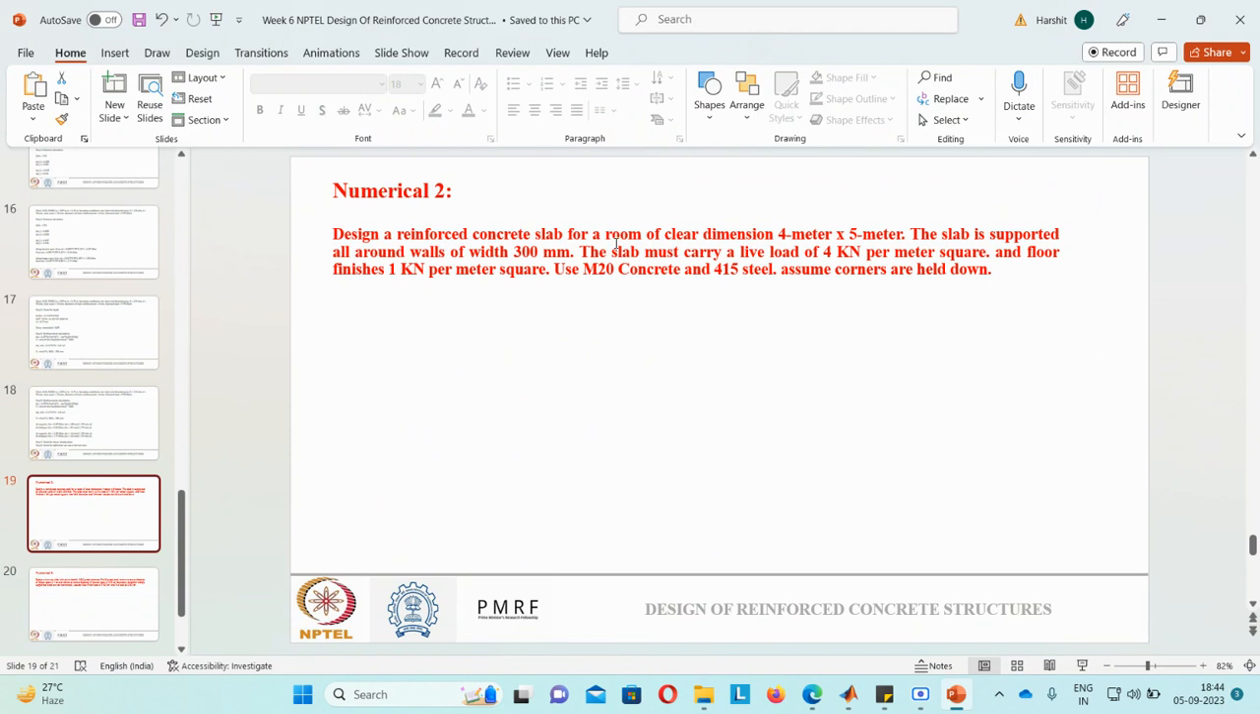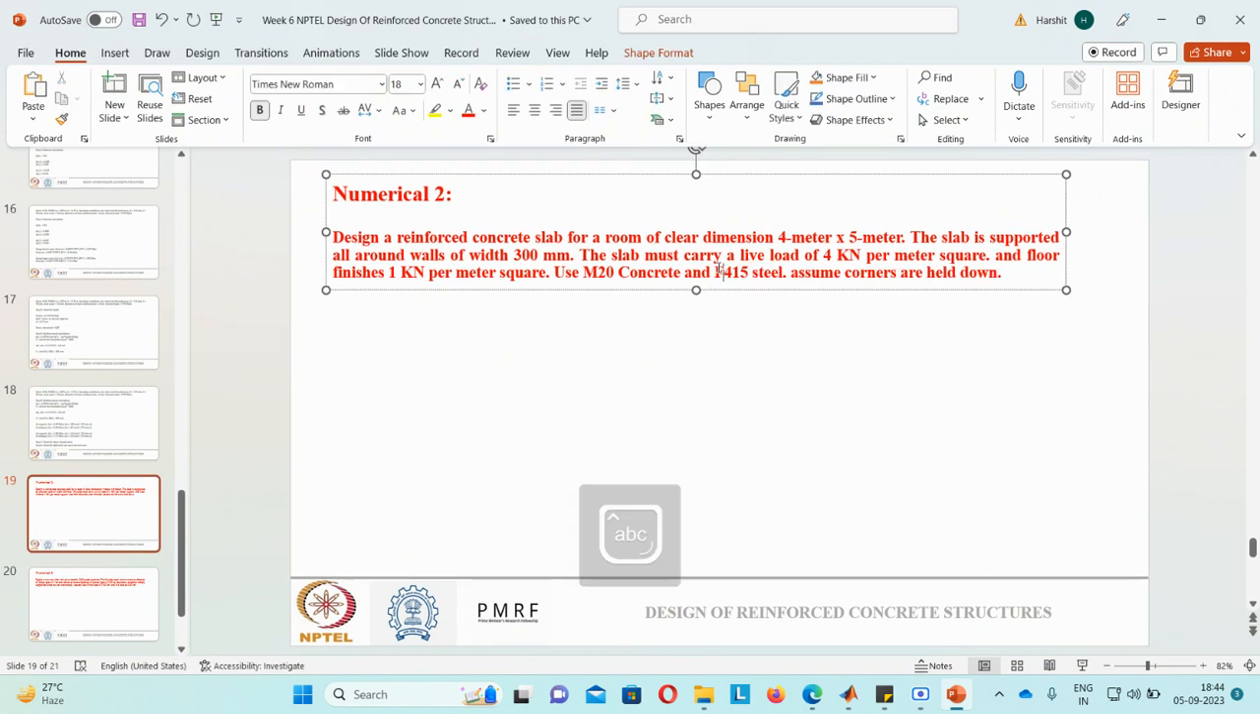Design a reinforced slab for a room of clear dimension 4 meter by 5 meter. The slab is supported all around by walls of width 300 mm. The slab carries a live load of 4 kilonewton per meter square and a floor finish load of 1 kilonewton per meter square. Use M20 grade concrete and Fe 415 grade steel. Assume all corners are held down. So this is what is given in the question to you. Try to think how to solve this question on your own, else in a couple of minutes we'll see the solution.